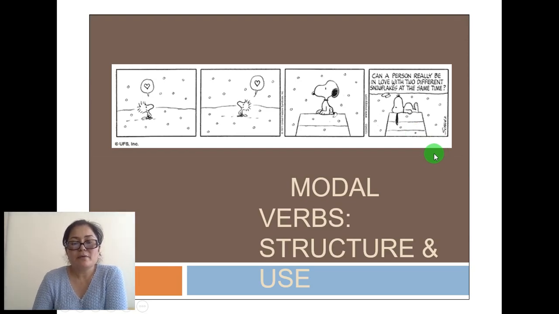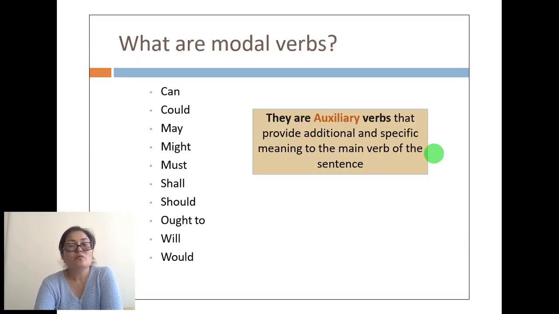Today we will speak about modal verbs, structure and use. What are modal verbs? Modal verbs are auxiliary verbs that provide additional and specific meaning to the main verb of the sentence. Can, could, may, might, must, shall, should, ought to, will, would are the forms of modal verbs.